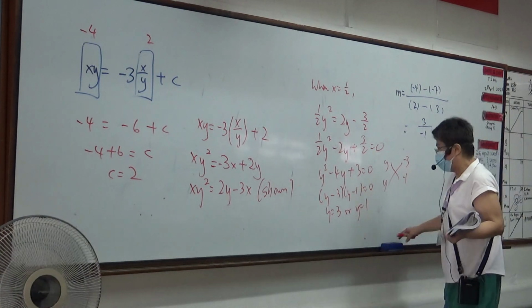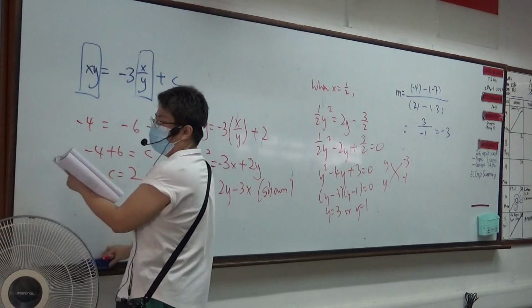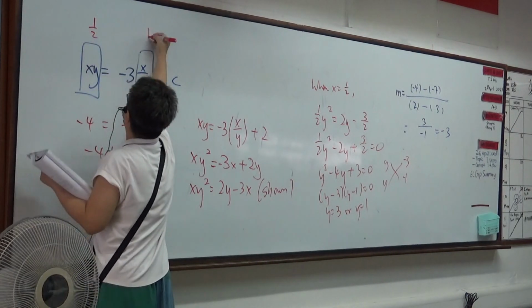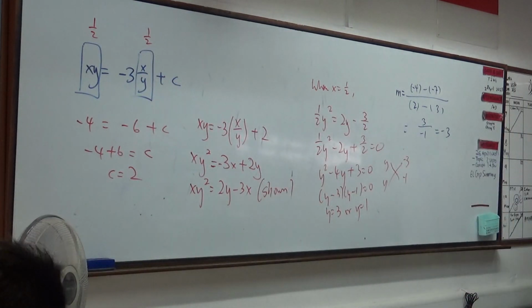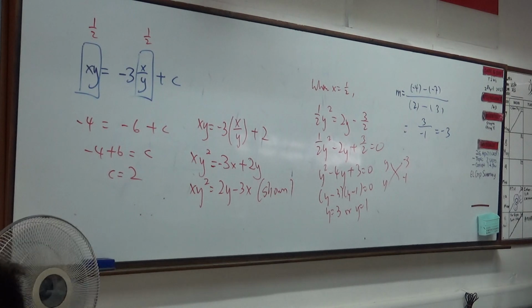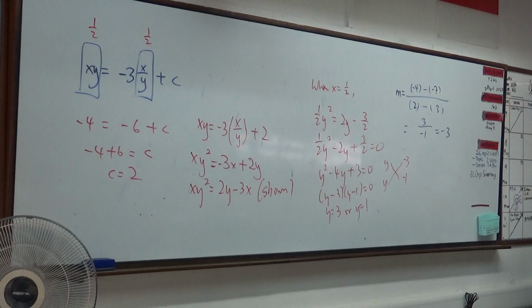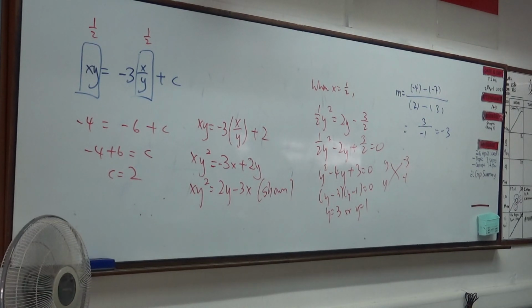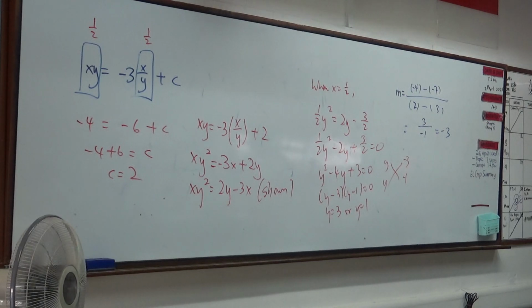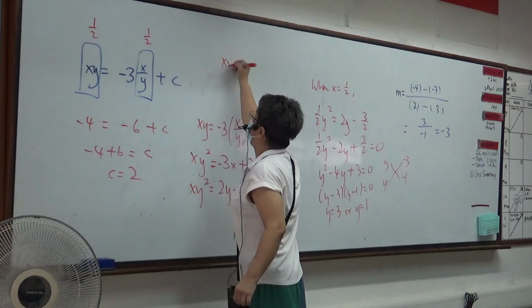What do you mean by that? The question says C is the point half. Am I right to say that? Sorry, this is a point on the line. If it's a point on the line, the coordinates must satisfy the equation. Am I right to say that? Yes or no? Okay. So what does it mean here?